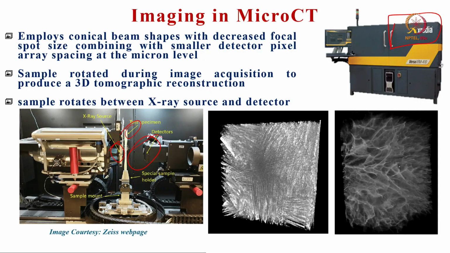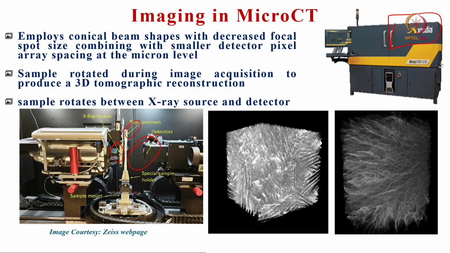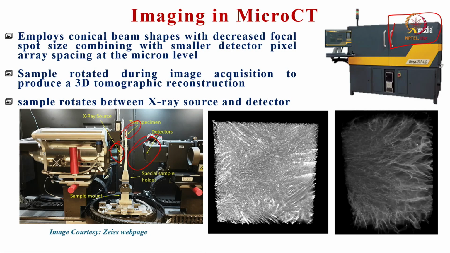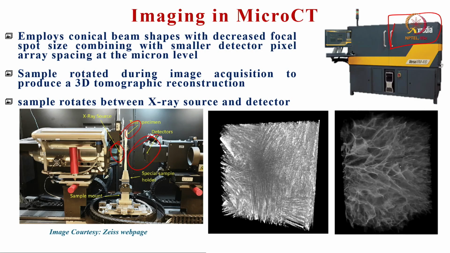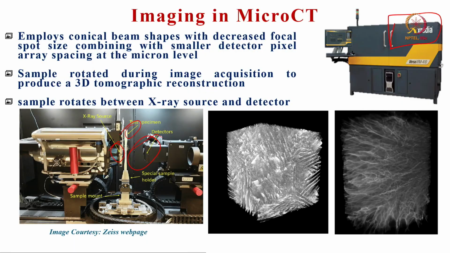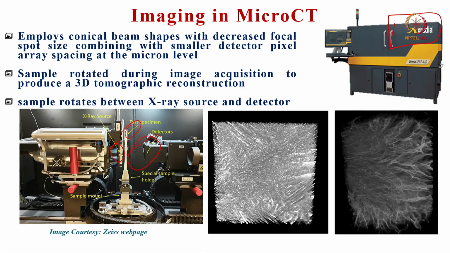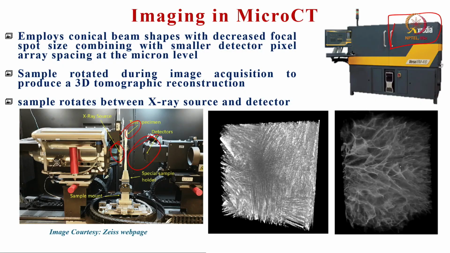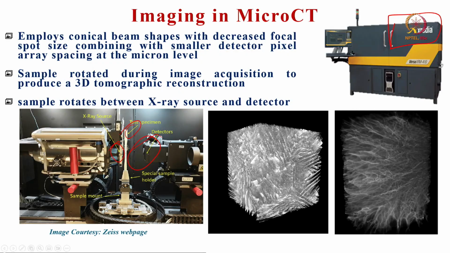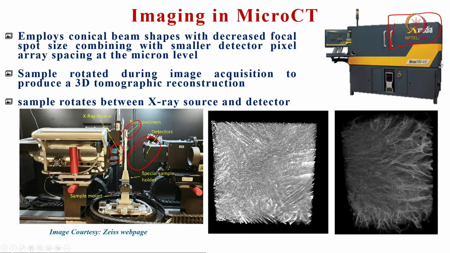The sample absorbs X-rays, and then the X-ray projection is captured by the camera. A series of single 2D ortho slices are acquired, and these 2D ortho slices are then reconstructed to provide 3D volume rendered images. This computational reconstruction converts the projections into a tomogram.